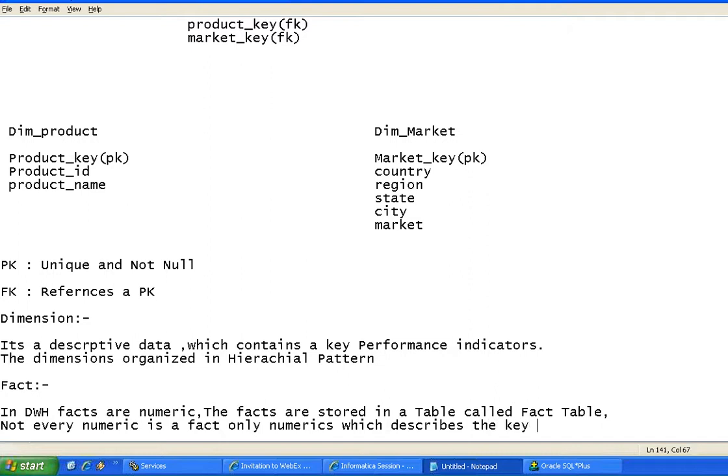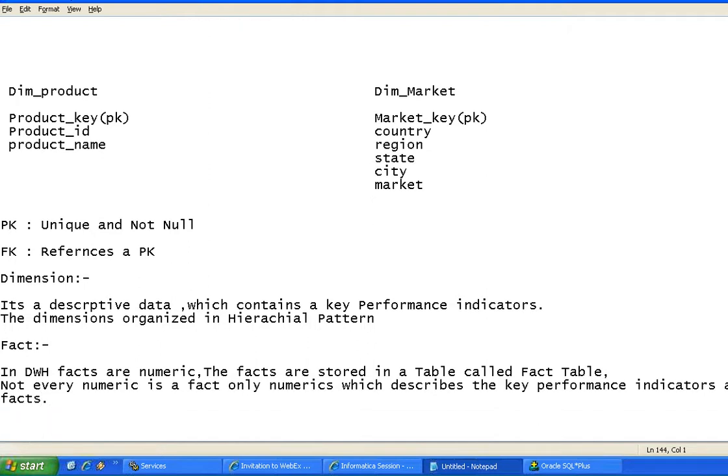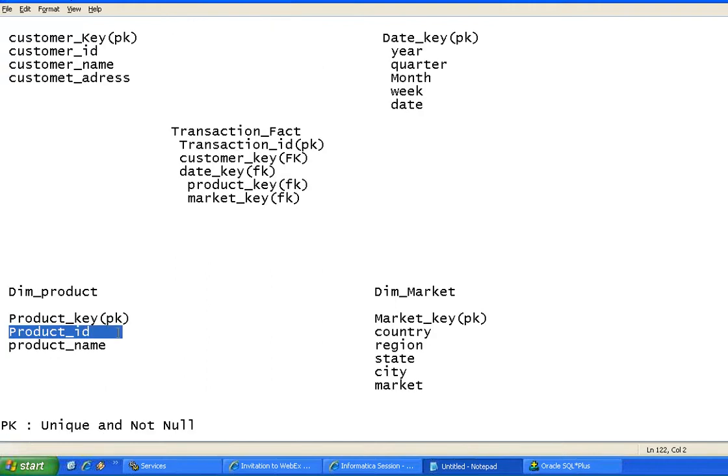key performance indicators. It describes the key performance indicators, which are known as facts. Okay, so if you observe here, product ID is numeric data. Will it be contained in the fact table? No. Customer ID is numeric data. Will it be contained in the fact table? No. Weeks, like we have 4 weeks. Will it be contained? No.